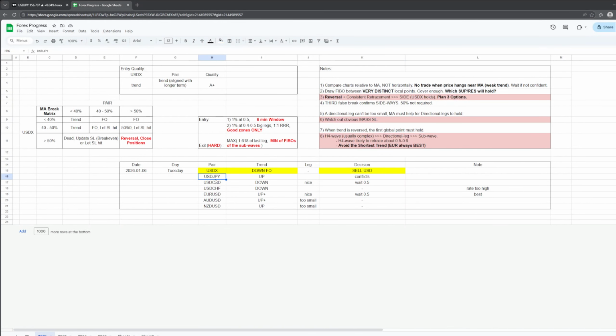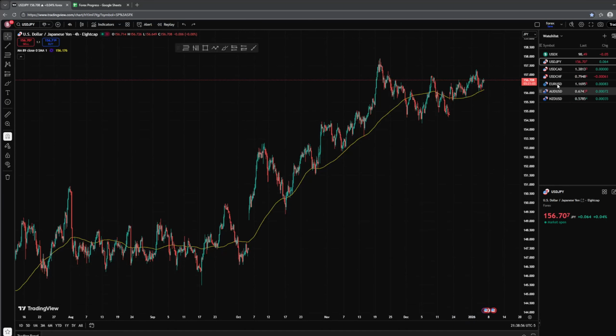So let's write it down. USD Japan Yen trend is up, which conflicts with the USD index chart. That's why we're not trading USD Japan Yen.